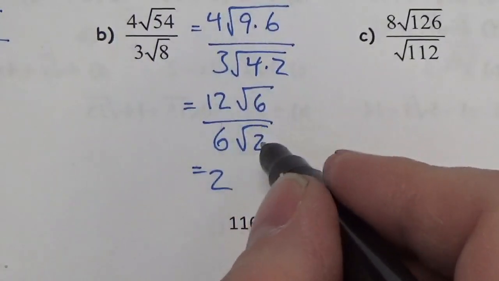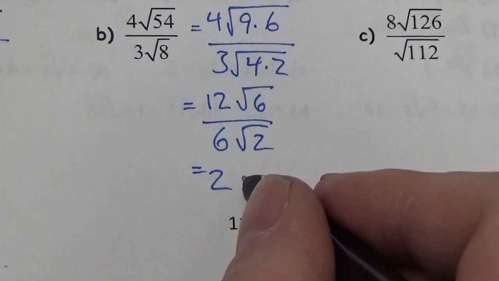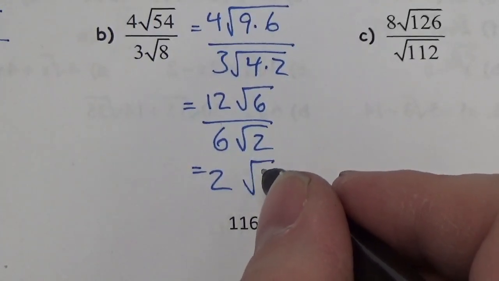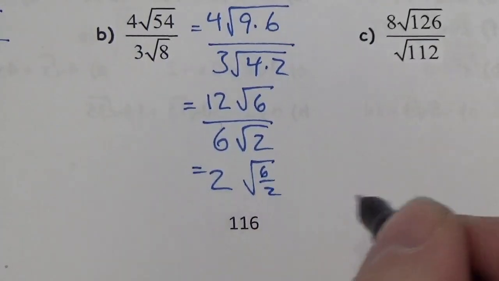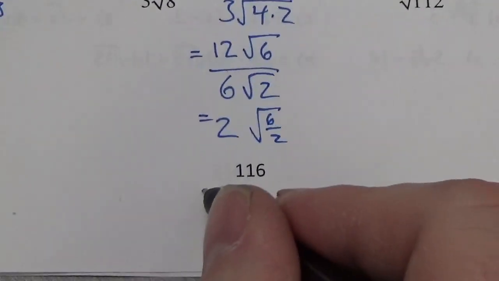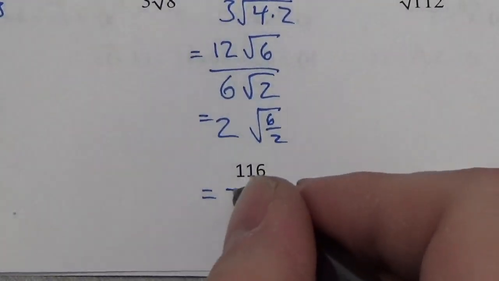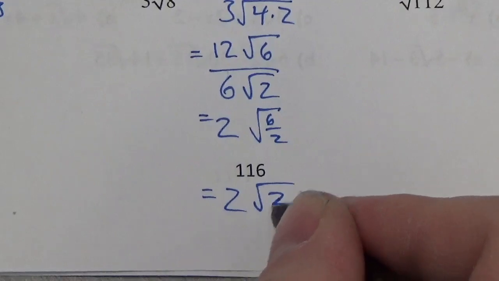And then I've got this root 6 over root 2. Now remember, that sits like this. It's going to be root 6 over 2. Just jump below the page number here. So that's going to end up being 2 root 3.